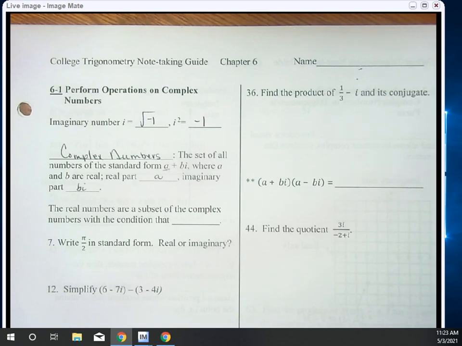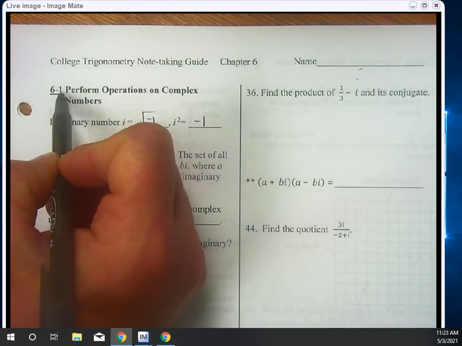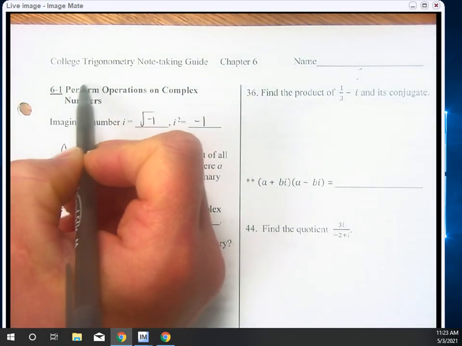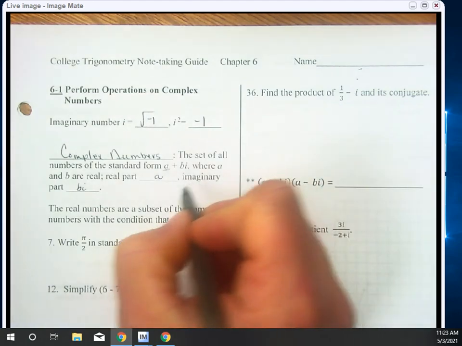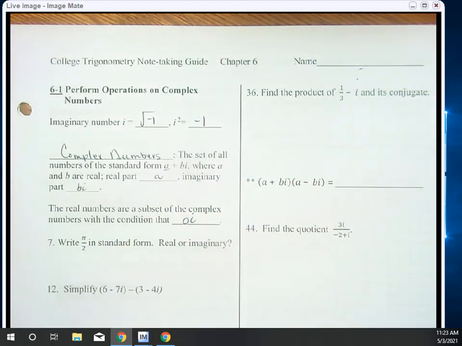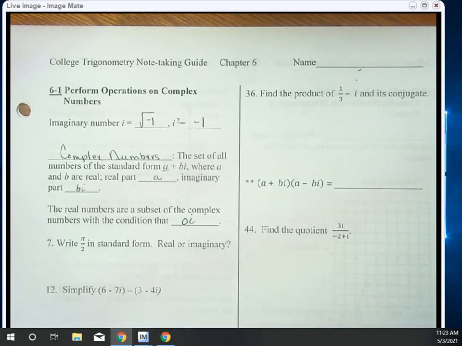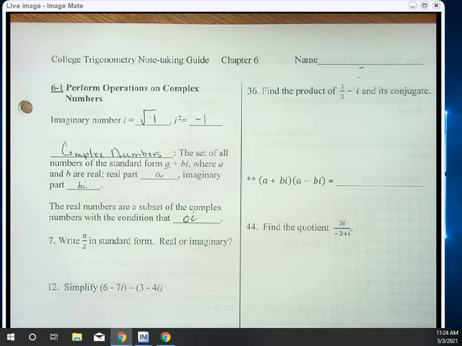What is the imaginary number part on real numbers? 1 is a real number. What's the imaginary number part? It's 0. 0 plus or minus any number is the same number, right? So all of the real numbers are complex numbers with the imaginary part being 0.